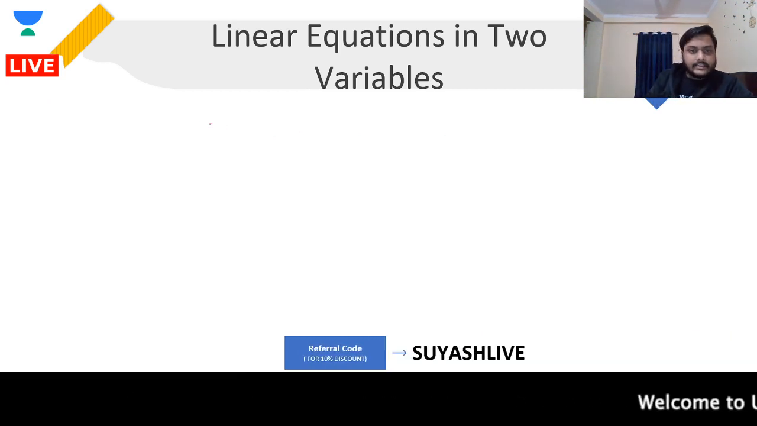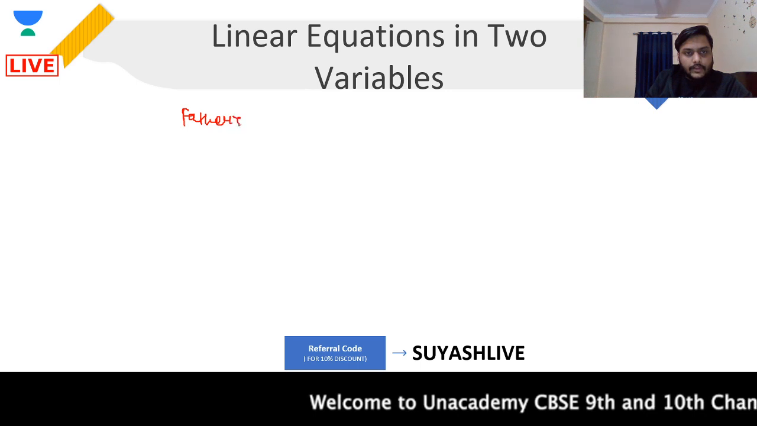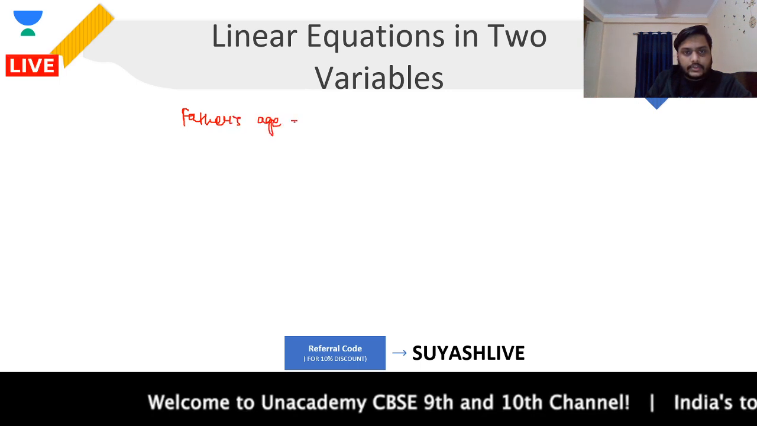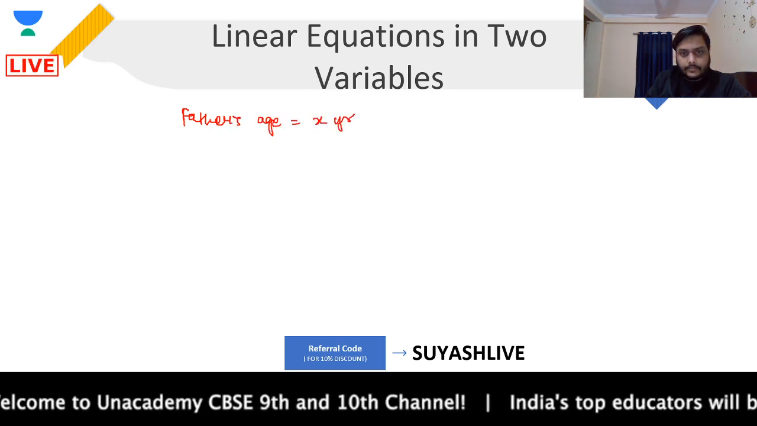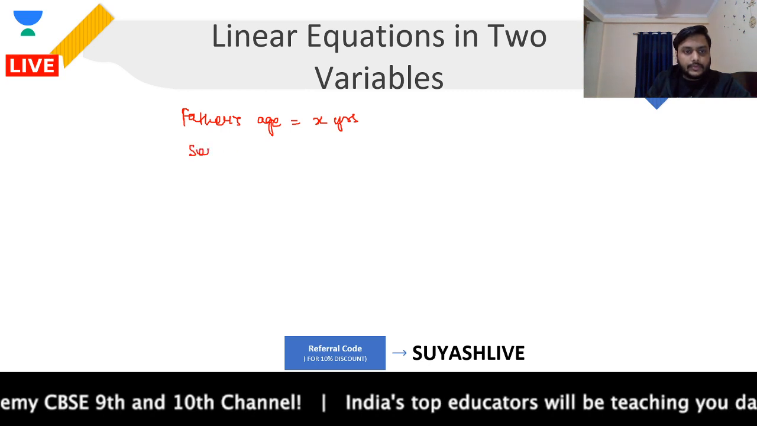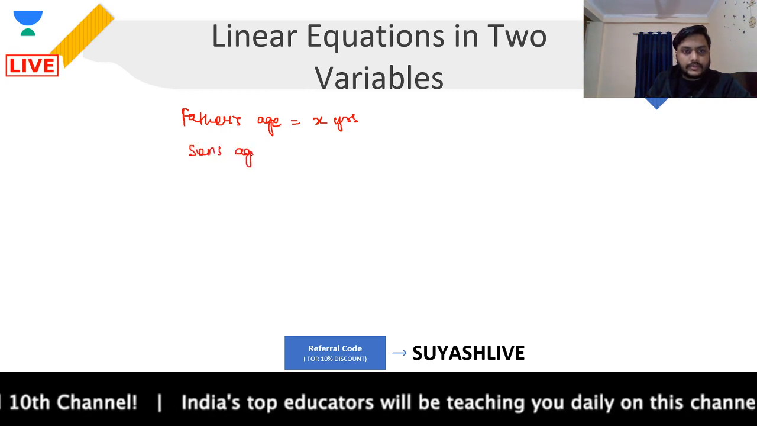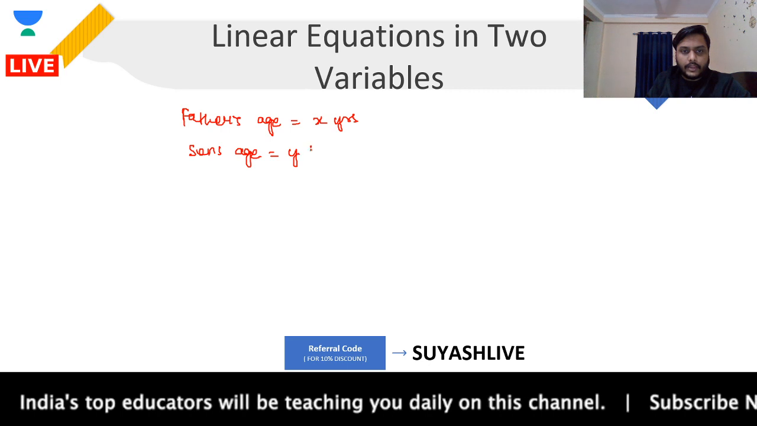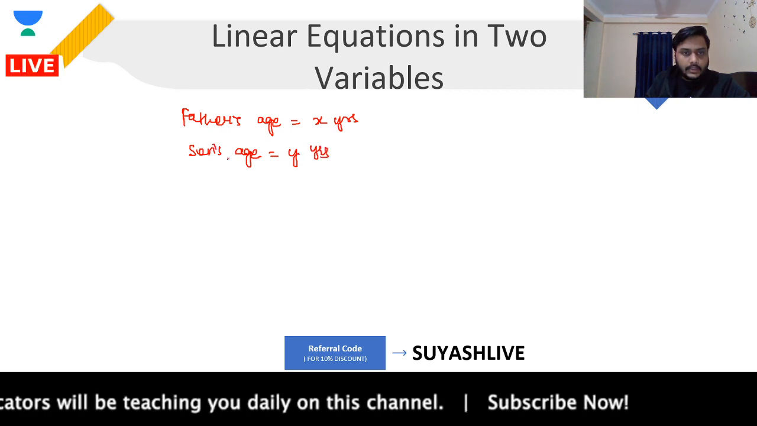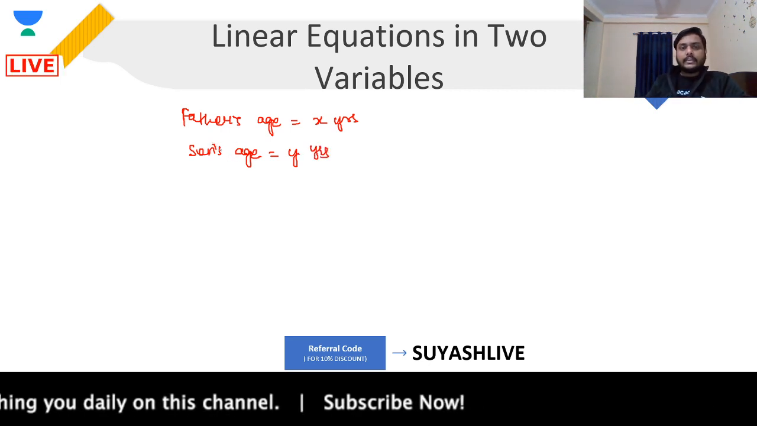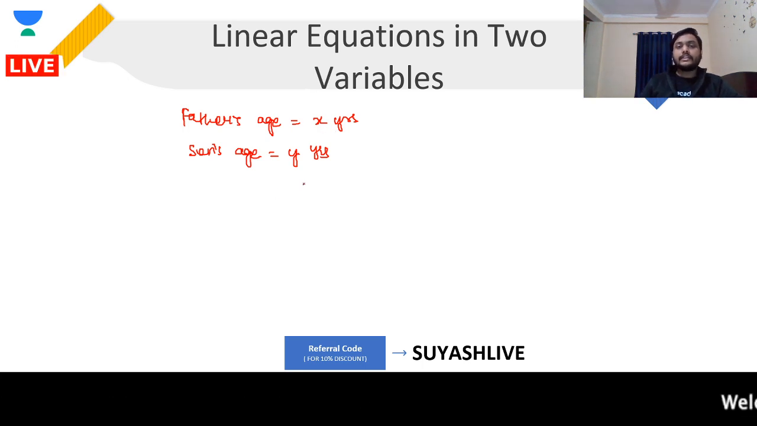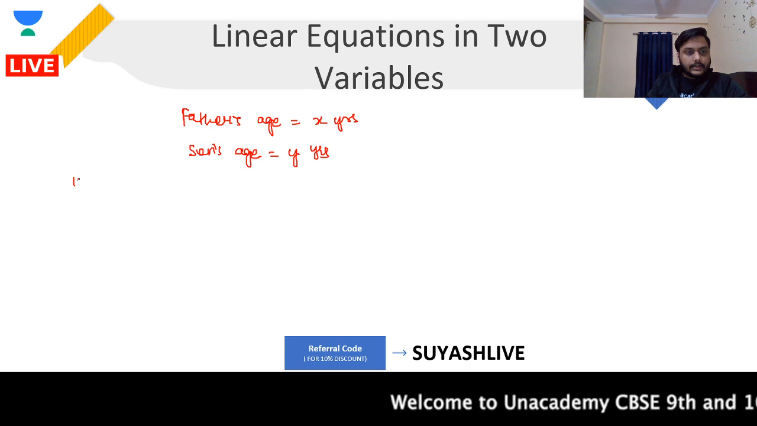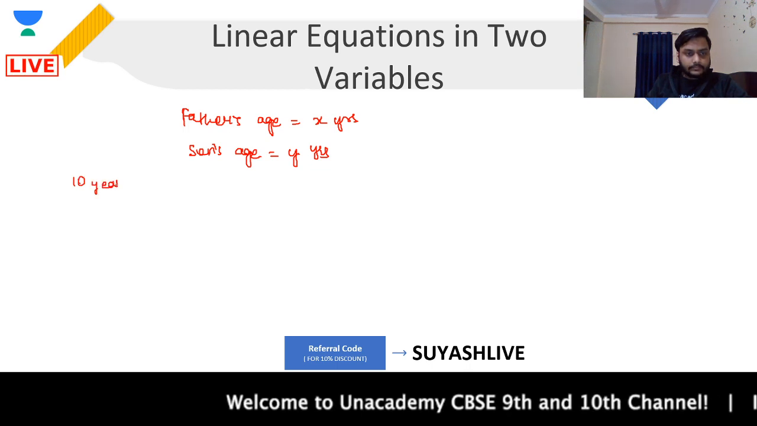So what I'm saying is this, that I'm assuming the age of father to be what? Father's age I assume to be x years. Okay. And then I assume son's age to be y years. Okay. Now what I'm saying is this, if the age of father is x and the age of son is y, now let's say that before 10 years क्या होगा? 10 years ago.